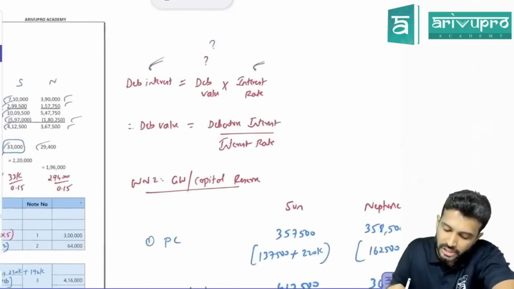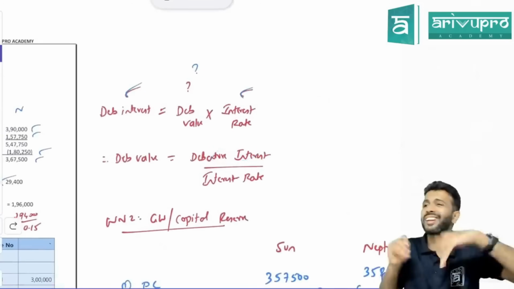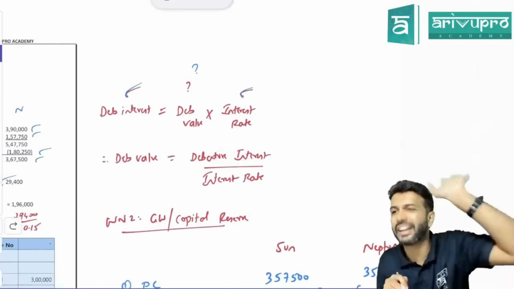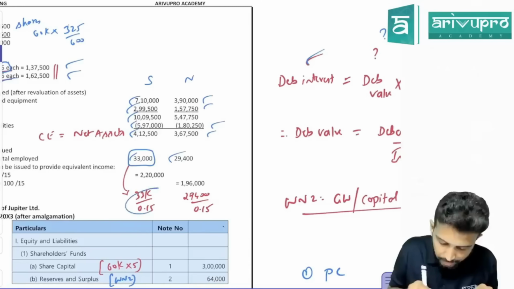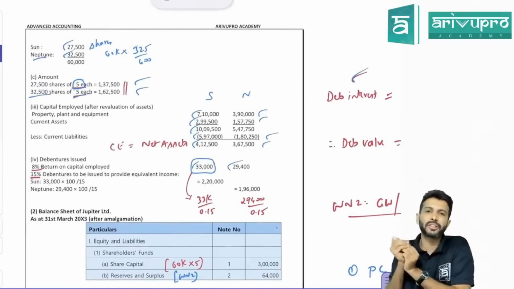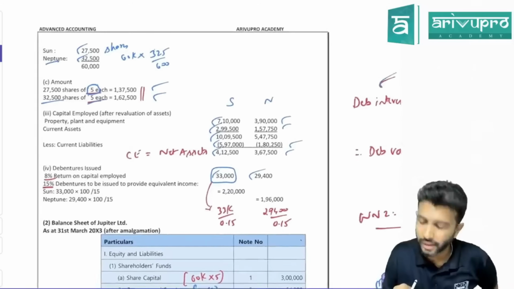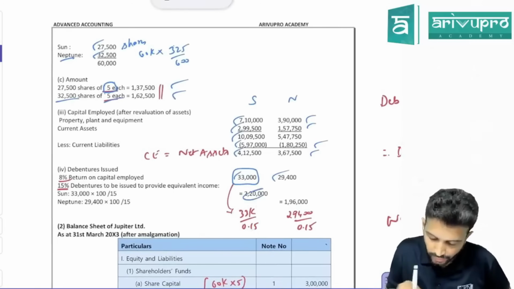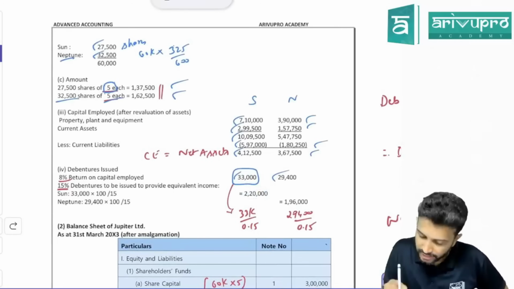So basically to get the debenture value, we simply have to do debenture interest divided by debenture interest rate. So 33,000 divided by 15%. 15%, if you have to express it as a full number, will be 0.15. Do that. How much are you going to get? 2,20,000. Similarly, same thing here also.